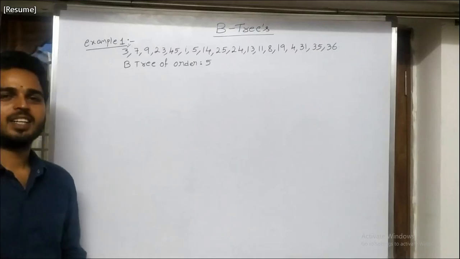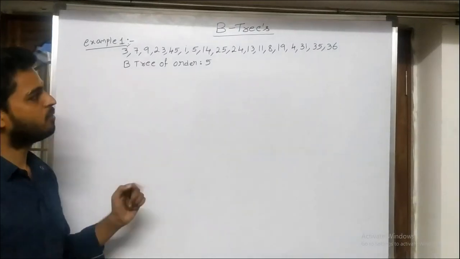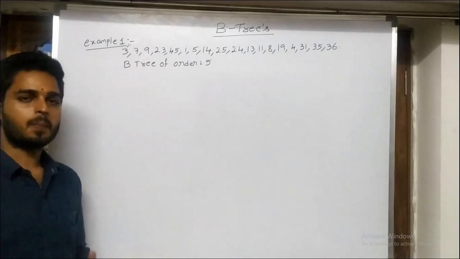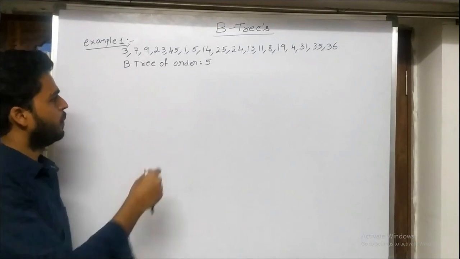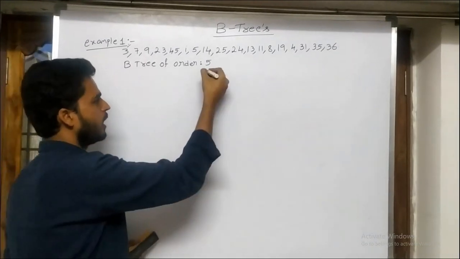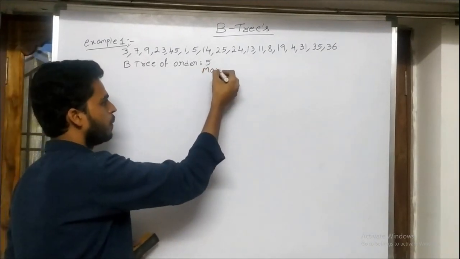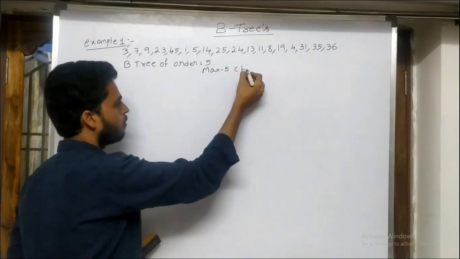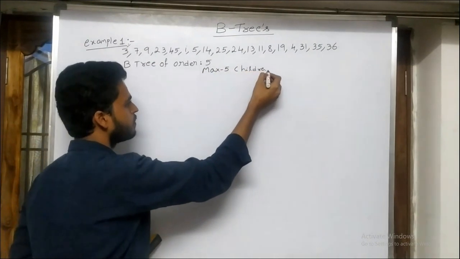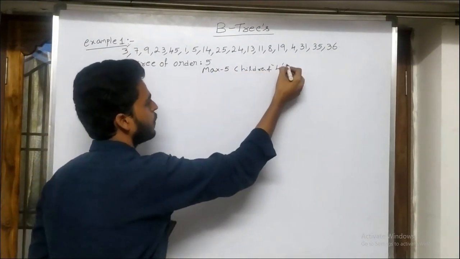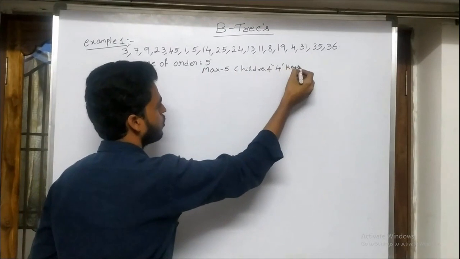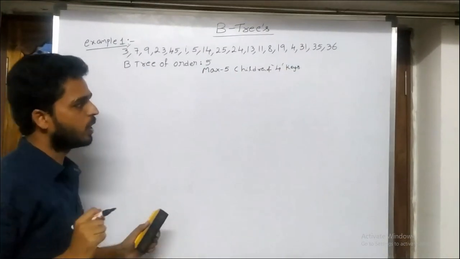Hi everyone. Let's see an example for creation of B tree of order 5. B tree of order 5 means it can allow maximum 5 children and it can allow maximum 4 keys. See here one important point.